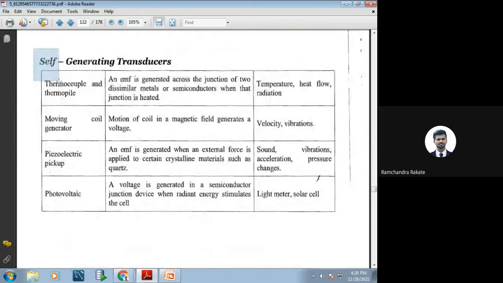And the last one we have is the self-generating transducer. So thermocouple and thermopile are applications for temperature, heat flow, radiations. Correct? So an EMF is generated across the junction of two dissimilar metals or semiconductors. And when they are joined, then this junction works as a thermocouple. Correct?